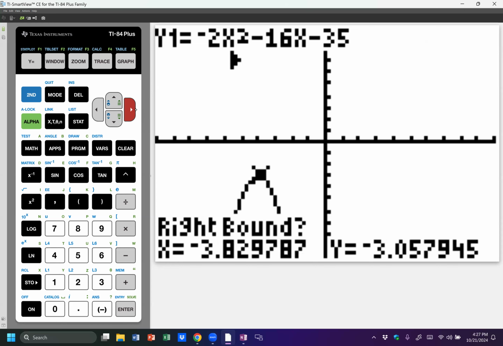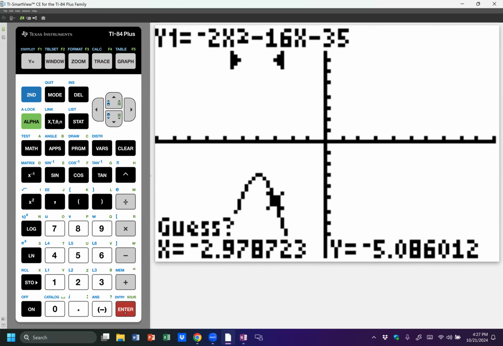Make sure you just get all the way over the top to the right side, anywhere at all on the right side. It doesn't matter where, as long as it's on the right side, then hit enter. Then it says guess. So I'm going to put my cursor right at the top, as close to that vertex as I can get it. And then I'm going to hit enter.